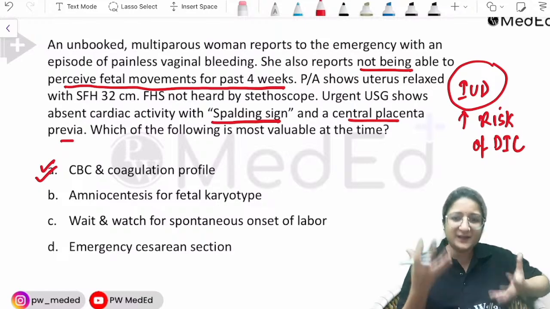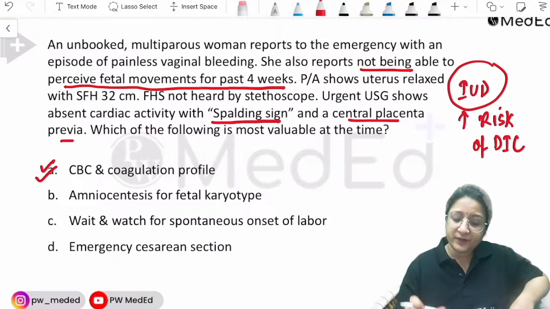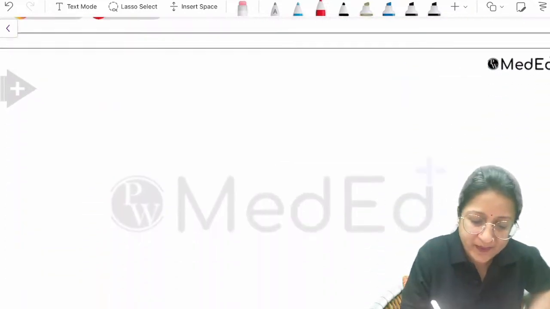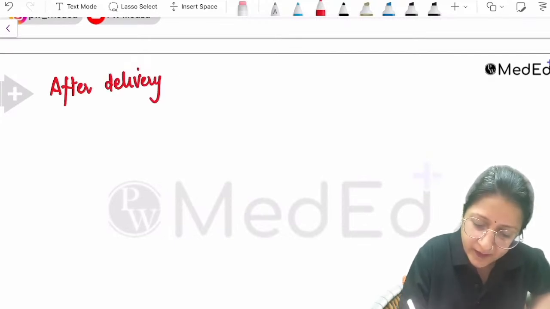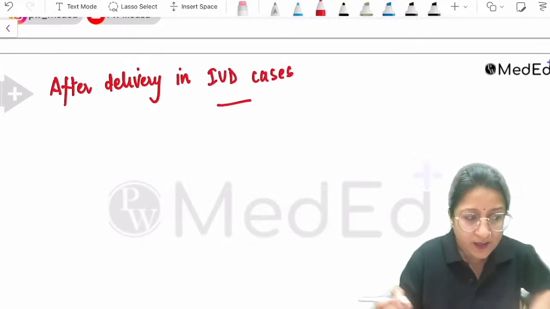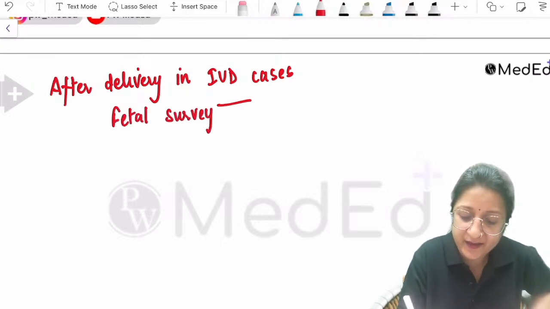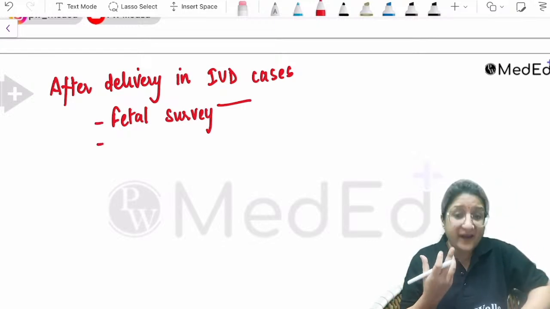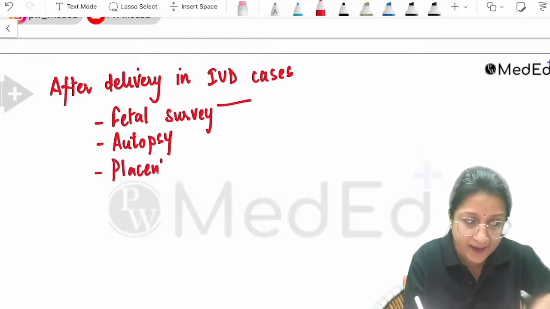Of course, after the delivery, I will go for an assessment of the fetus. So please keep that in mind, that after delivery in IUD cases, you have to go for a fetal survey. We have to check if there are any gross anatomical defects that can be visible. I will advise for an autopsy also. I will send for a placental histopath.